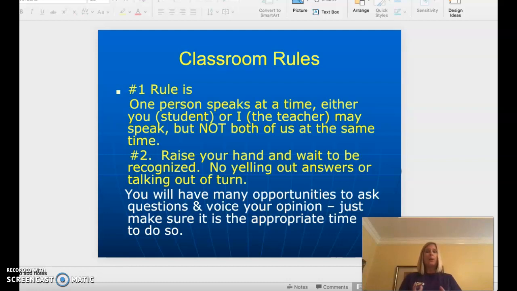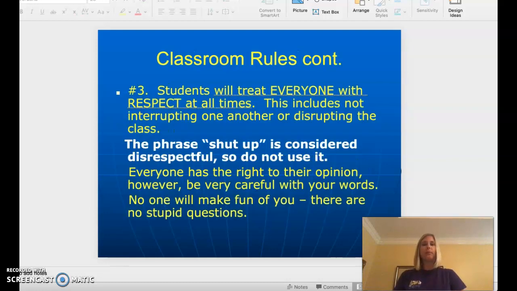More about that when we get to the actual procedures of what we'll be doing every day, especially for those of you that will be in person. So again, number 1, number 2 rule, very simple to understand. I know it sounds elementary, but it pertains to all grade levels because this is how we can be successful, and we must operate the class with these 2 rules.